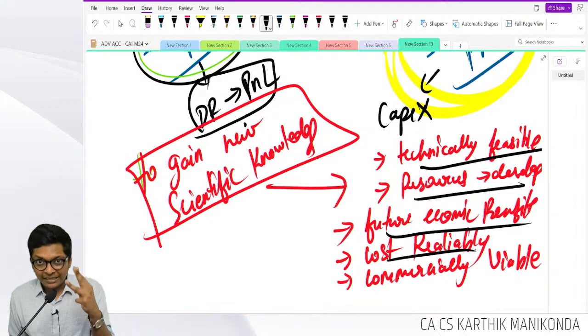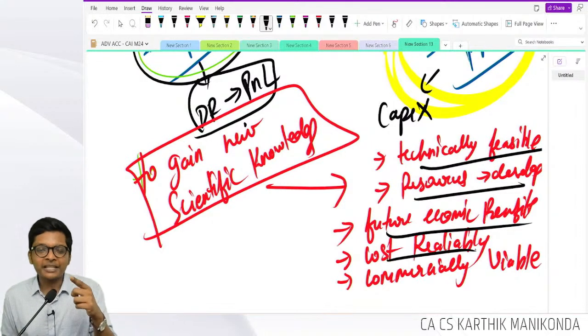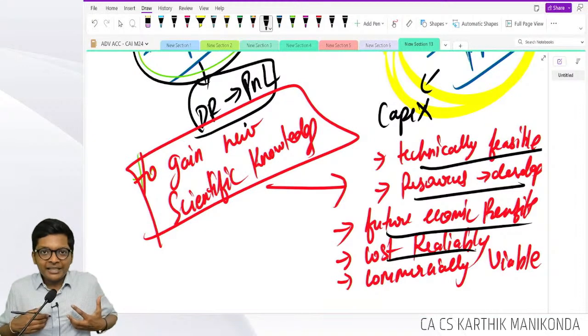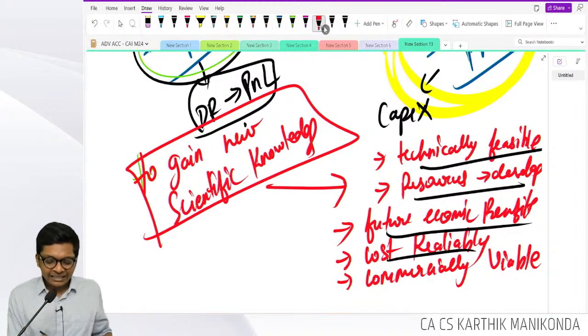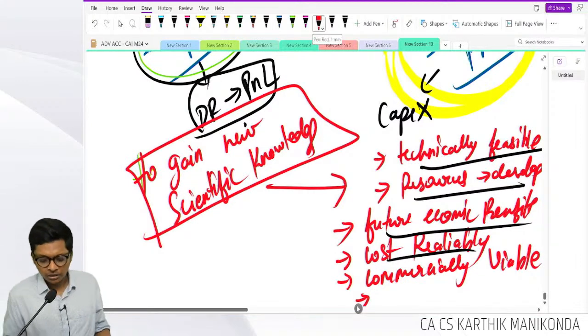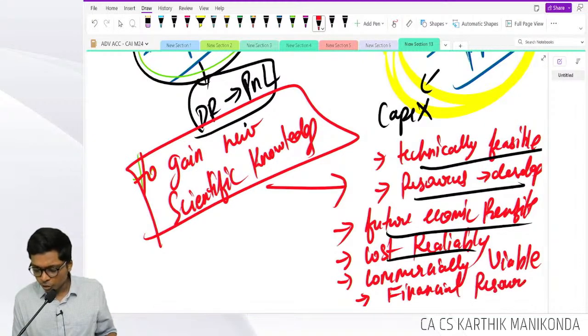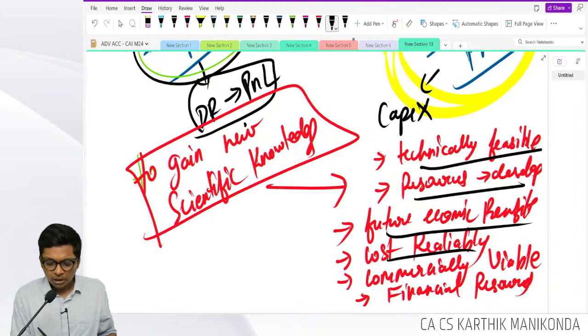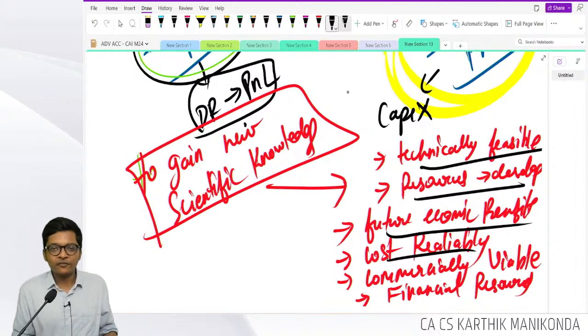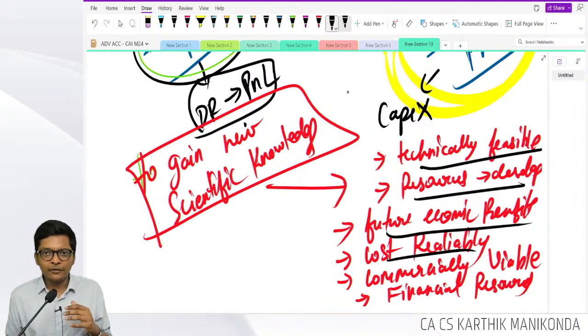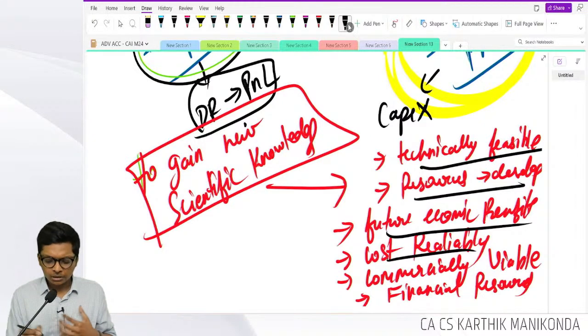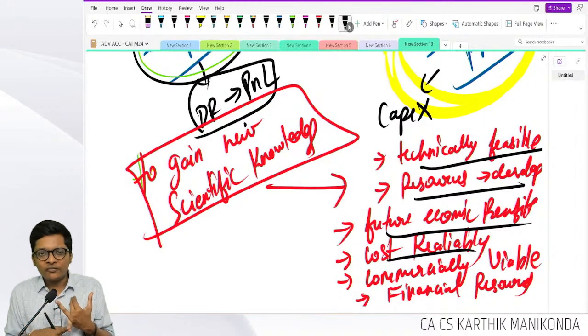Cost also can be reliably measured, but will people buy it? Is it a product that people need? Is it commercially viable? And last one, do I have the adequate financial resources to execute? Sir, I want to go to space and take a rocket and travel to the next universe. Technically, it's not feasible. You don't have the resources, you don't have the money to do it.